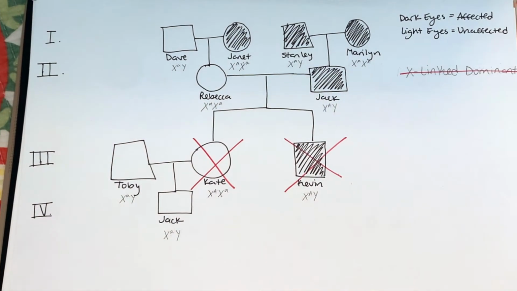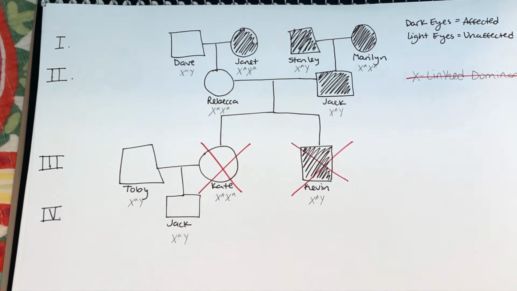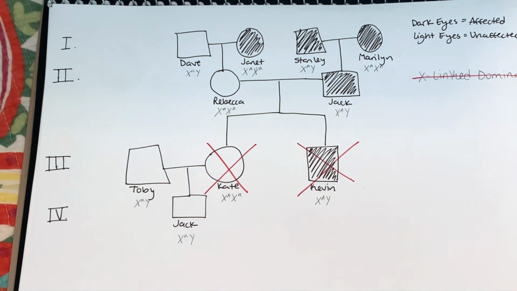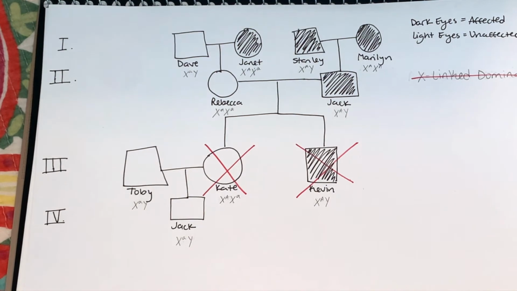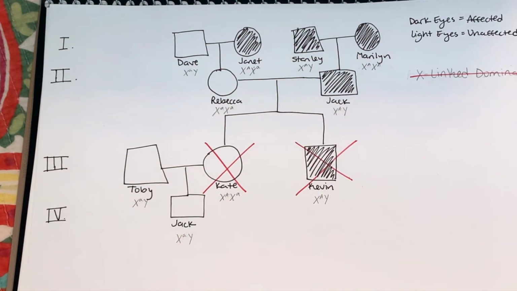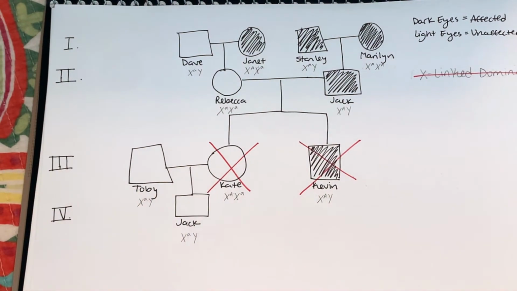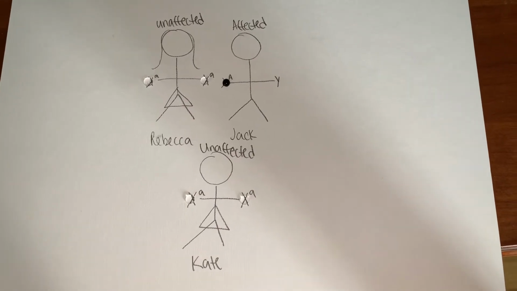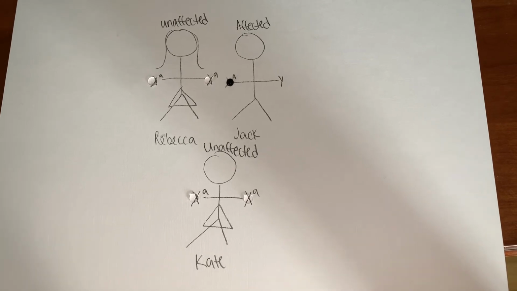We see here how X-linked dominant is not a possible mode of inheritance for this pedigree. This is because Kate, who is unaffected, would have to inherit one of her X chromosomes from her father, who is affected, and Kevin, who is affected, would have to inherit his X chromosome from his mother, who is unaffected. This shows how X-linked dominant is not a possible mode of inheritance.